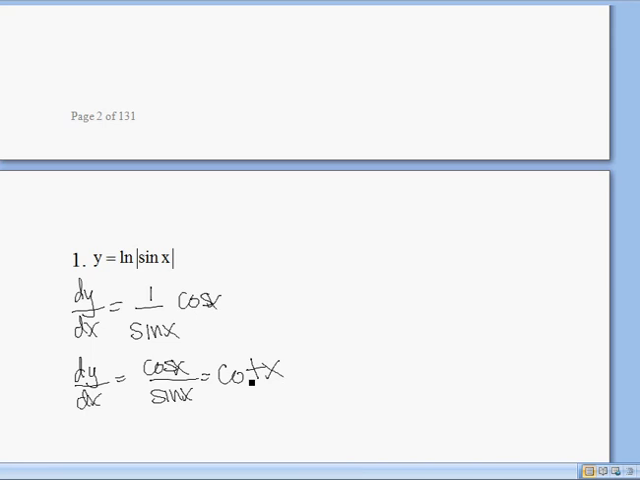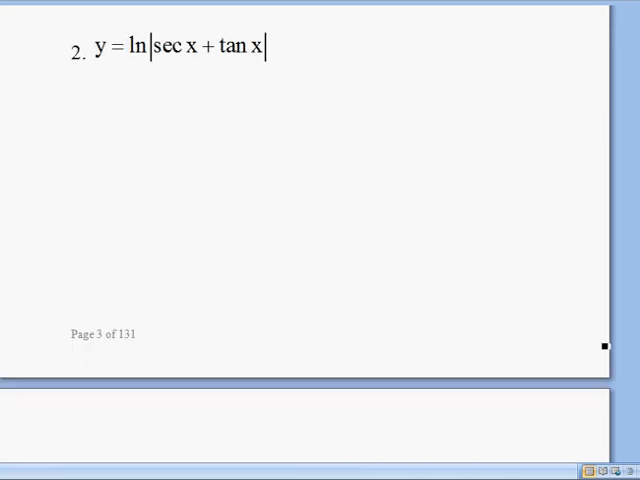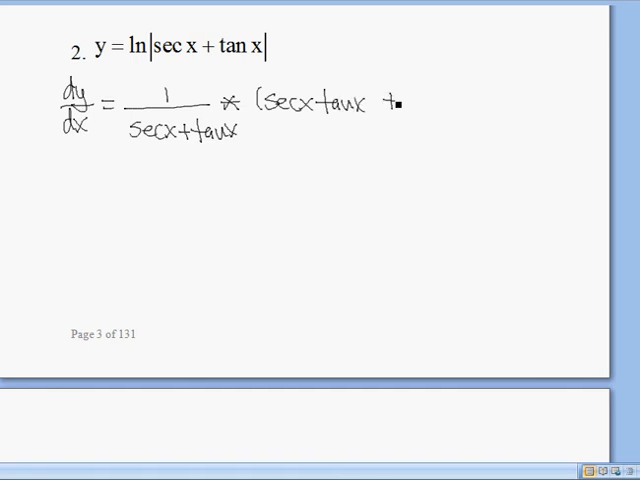We'll do one more example, then we'll wrap this video up. Again, the absolute value really has no effect on taking the derivative with natural log. So we get dy/dx. This goes down to the denominator, so we get the secant of x plus the tangent of x, times the derivative of the inside, which is secant x tan x plus secant squared x.